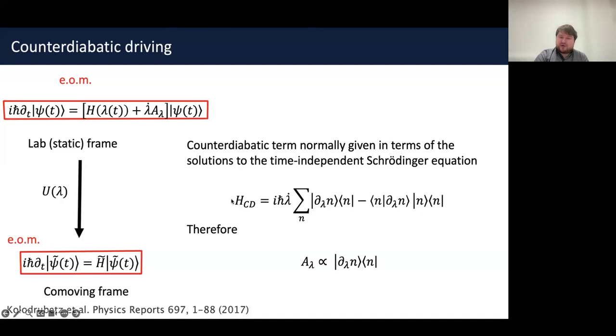And just for people that are maybe a bit more familiar with counter-diabatic driving, you'd normally see it written out in this sort of form, where the ket n here would represent the eigenstates from the time-independent Schrodinger equation for all lambda. And therefore, the adiabatic gauge potential is proportional to the derivative of my time-independent eigenstates projected back onto my eigenstates. And this is quite an important realization, because if the eigenstate is delocalized across the system, then this operator will be highly delocalized across the system.